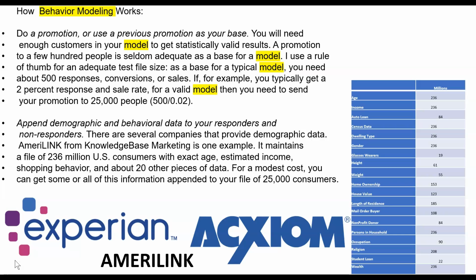glasses wearers, 19 million, height, weight, 55 million, home ownership, 153 million, house value, 123 million, length of residence, mail order buyer, 108 million. Well, that's always a good one. People always like to know you bought things through the mail. Nonprofit donor, persons in household, occupation, religion. Do you have a student loan? Wealth, 236 million. So a lot of data there from AmeriLink. Some of the information that's available.